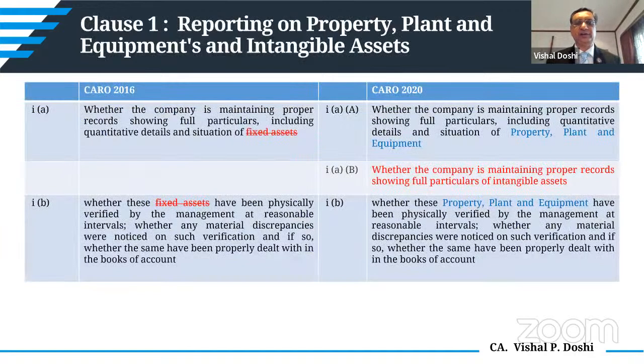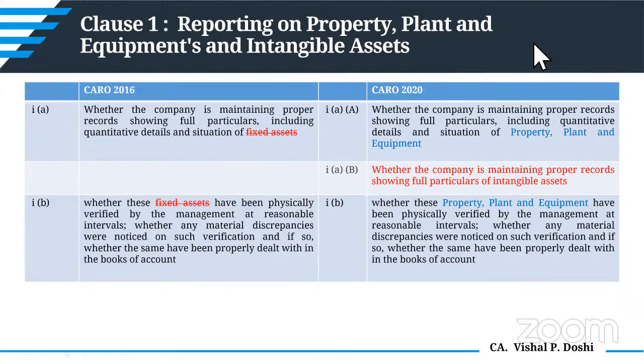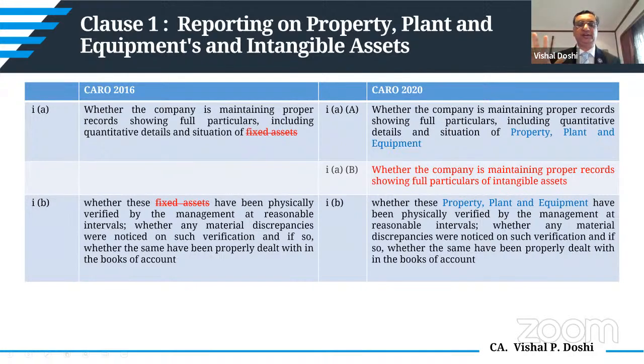So friends, I will quickly run through. Fixed assets has been replaced by property, plant and equipment. The second thing is about intangible assets. Until now we were supposed to maintain records for tangible assets, what we called the fixed assets register. Now that has to be maintained for intangible assets also. And as an auditor, we have to report whether the company is maintaining proper records showing the particulars of the intangible assets.